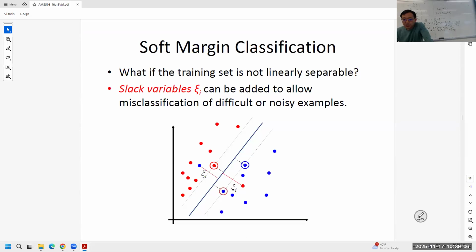If the training set is not perfectly linearly separable, then we introduce a concept called a slack variable, psi_i. The slack variable psi_i can be added to allow misclassification of difficult or noisy samples. Essentially you are adding another variable psi_i which allows the points to go to the other side.